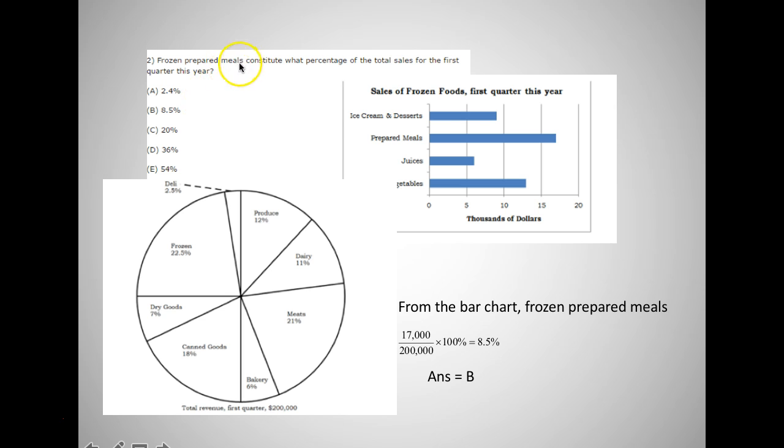Next question, frozen prepared meals constitute what percentage of the total sales for the first quarter this year? Frozen prepared meals from the bar chart comes to about 17,000. Since the total is 200,000, it would be 17,000 by 200,000 into 100%, which is 8.5%. So your answer would be B.